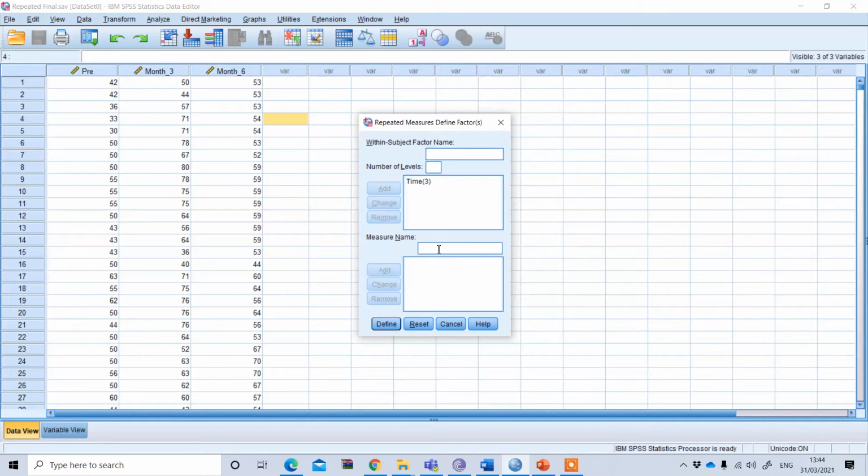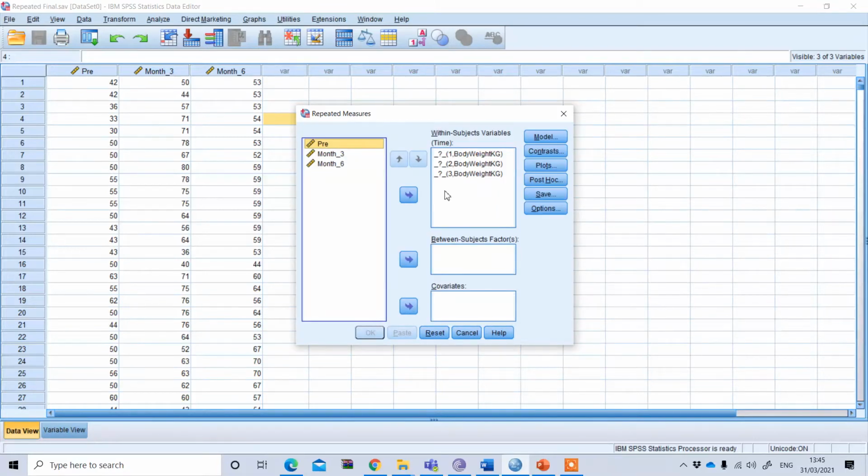And for the measure name, since I measured body weight, we can write body weight kilogram. Okay, so I just write kg. So body weight kilogram is the measure name. After writing body weight kilogram, I press add, and then I need to define this in the repeated measure within-subject variable box.